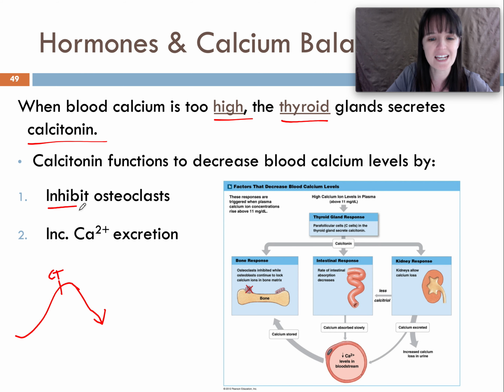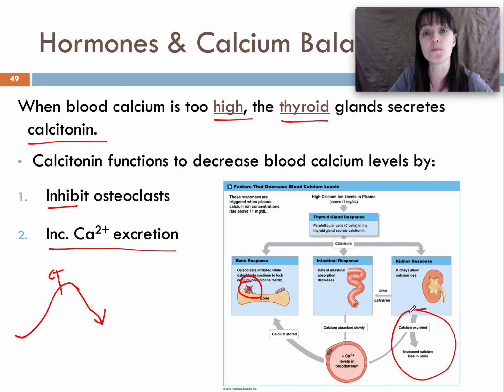How? It inhibits the osteoclasts. It makes them stop eating holes in the bone. And it also increases calcium excretion, so you're going to pee out more calcium. And that response is at the kidneys because it's the kidneys that make the urine. Okay?